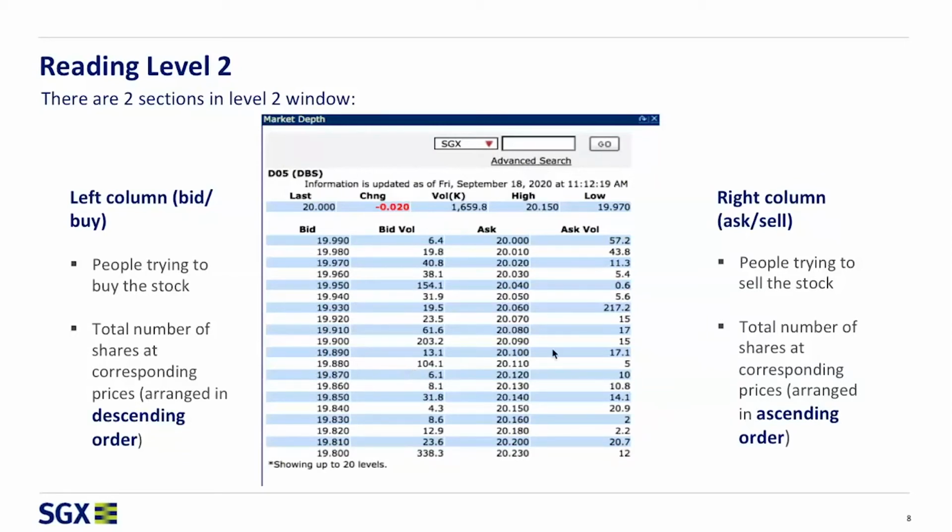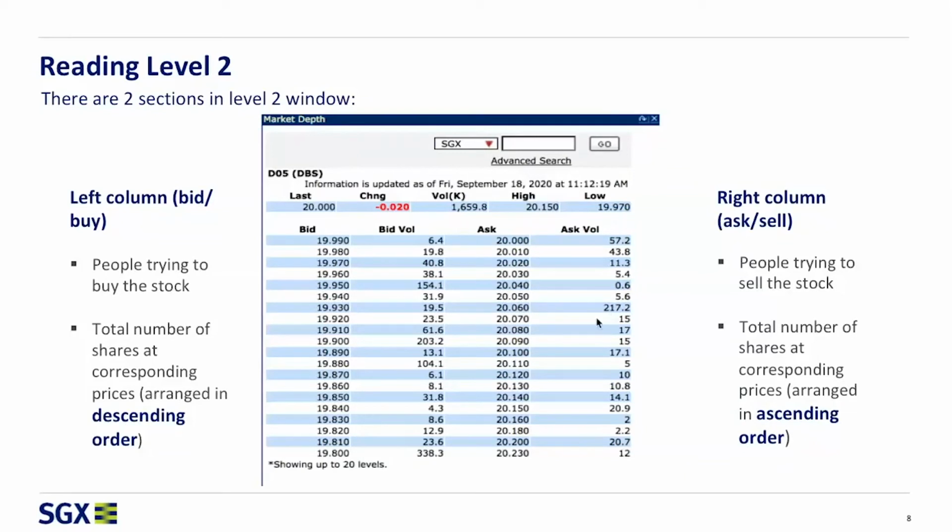Now the right hand side represents what we call the ask price, or the ask volume. These are the group of people who are trying to sell the stocks. The prices are ranged in ascending order, meaning that prices move higher. For example, at the level of 20.06, the market depth shows there are about 217 lots waiting to queue here.